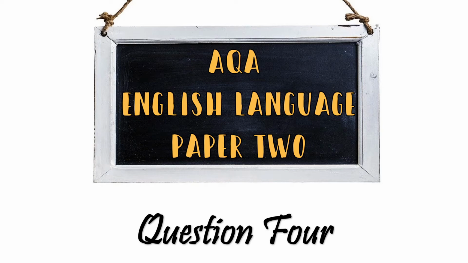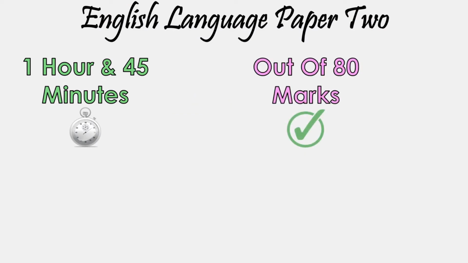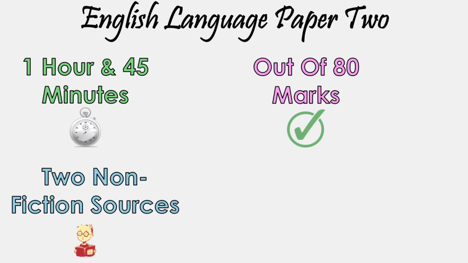Good morning everyone. The aim of this video is to give you a very brief overview of AQA English Language Paper 2, Question 4. Paper 2 is a 1 hour and 45 minute exam paper. It's out of 80 marks, and you are given 2 non-fiction sources to read. Now these will be linked, so about a similar topic, but they will be from different time periods.